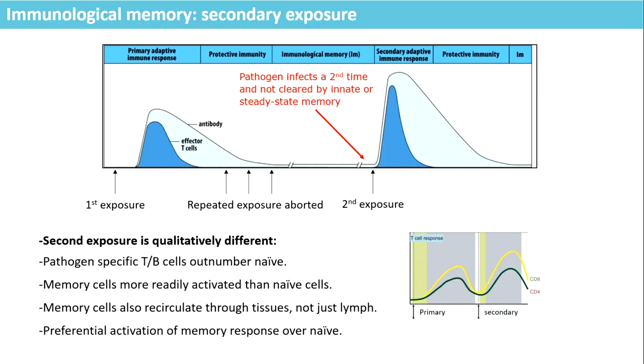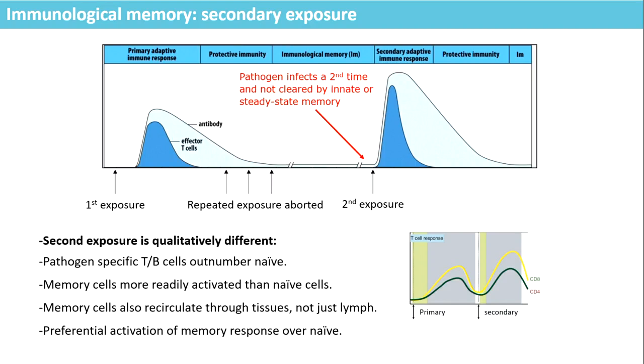But then here we get a second exposure. And hopefully what you can see is that the second exposure really is qualitatively different, because it's more immediate, so it happens much more quickly, and it happens much more strongly. In comparison to the primary response, you'll see that it's much stronger and much quicker. It's important to remember that in this instance of a secondary exposure, it's the pathogen-specific T and B cells that are really outnumbering the naive cells.